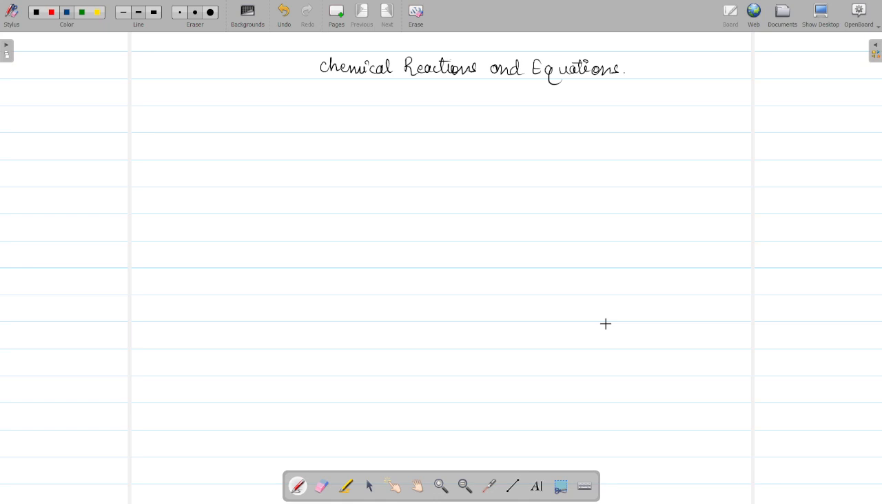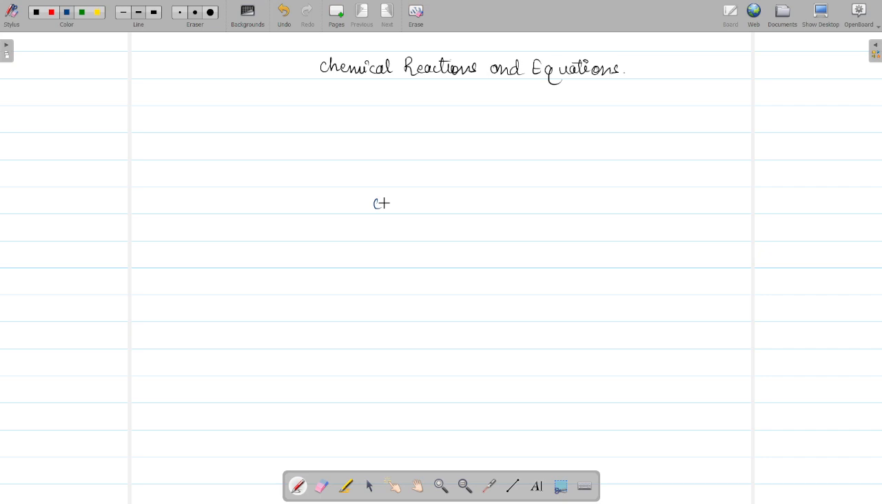So today we are going to recapitulate the chemical reactions and equations. But during this session we are going to recapitulate in the form of a mind map, so that before the exam you can have a quick recap of the particular chapter.